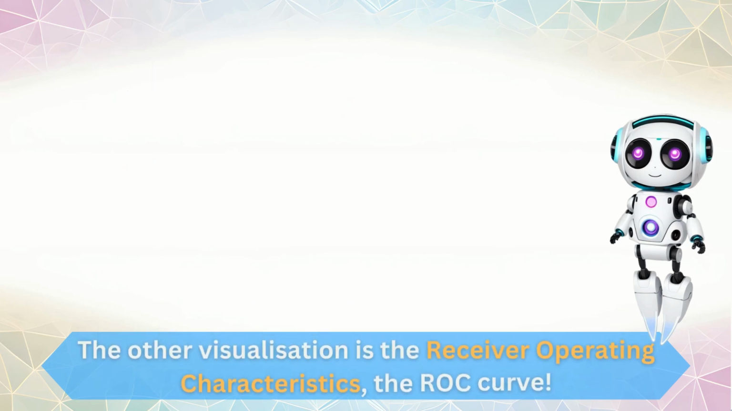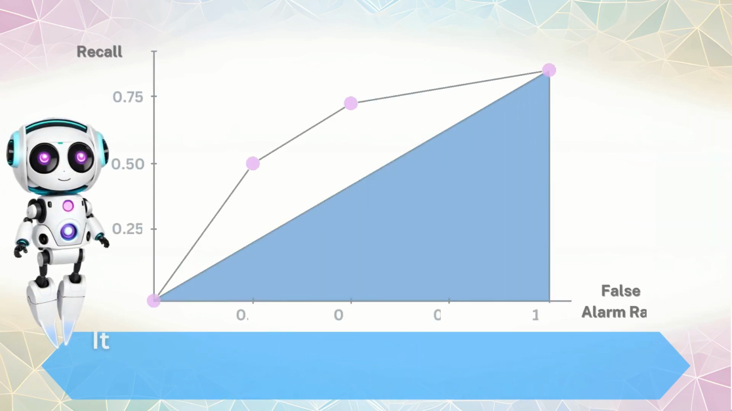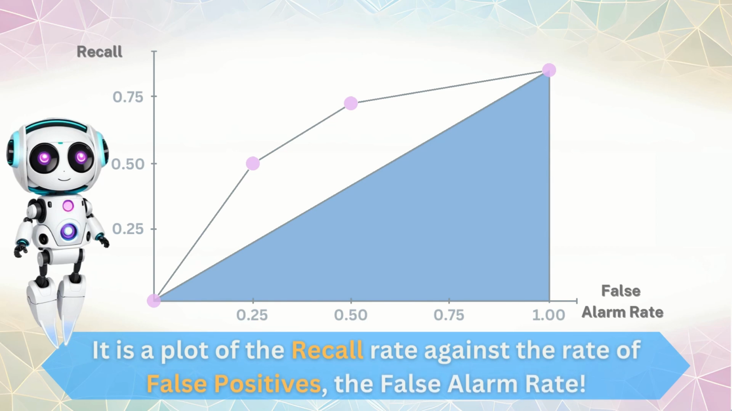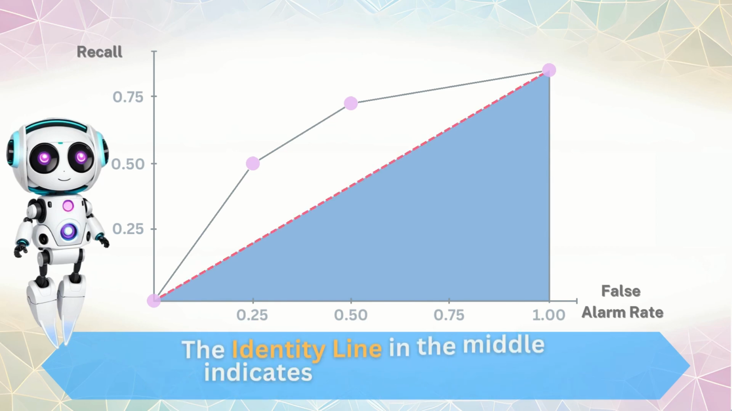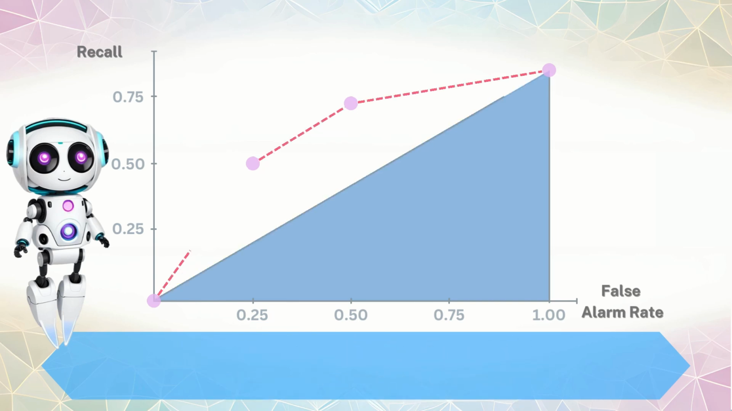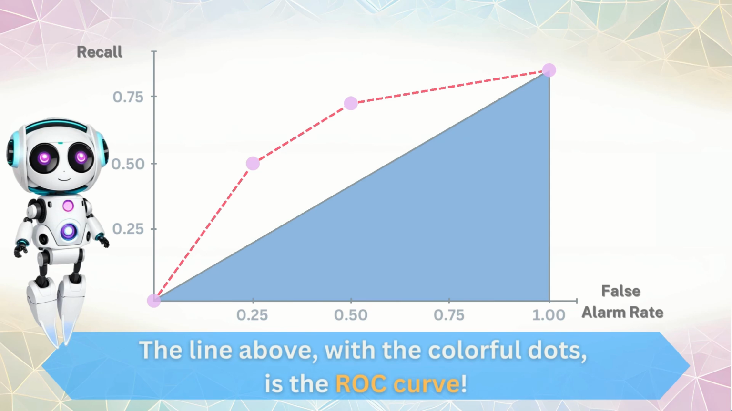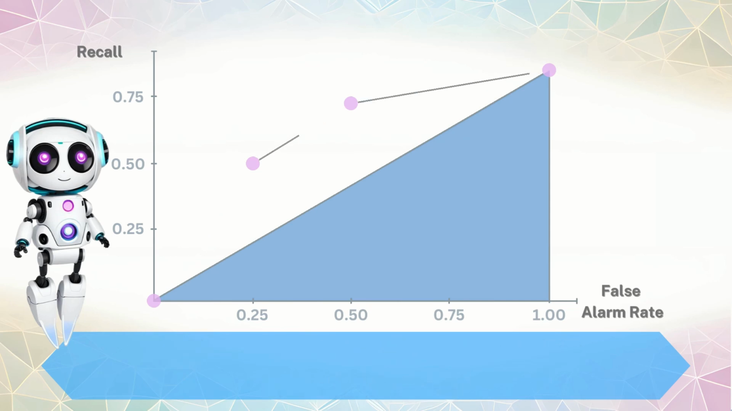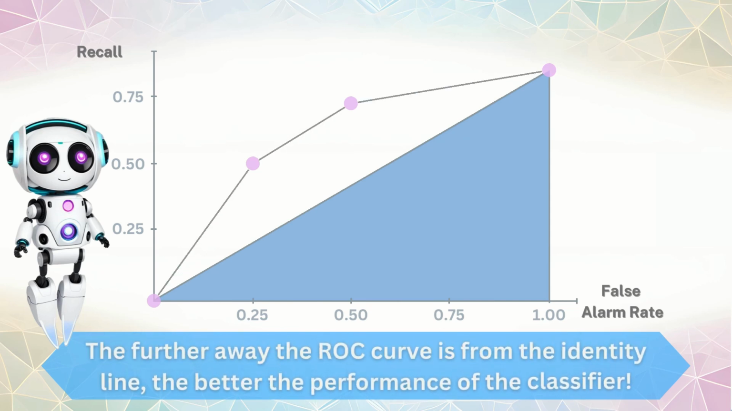The other visualization is the receiver operating characteristics, the ROC curve. It is a plot of the recall rate against the rate of false positives, the false alarm rate. The identity line in the middle indicates random guessing. The line above, with the colorful dots, is the ROC curve. The further away the ROC curve is from the identity line, the better the performance of the classifier.